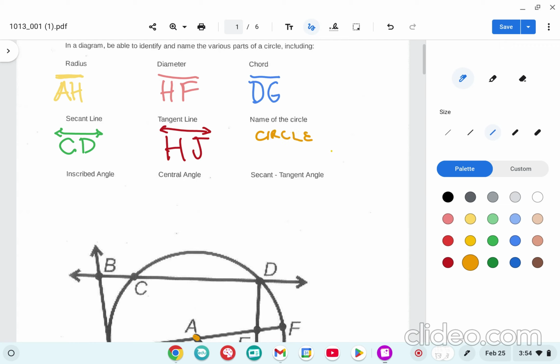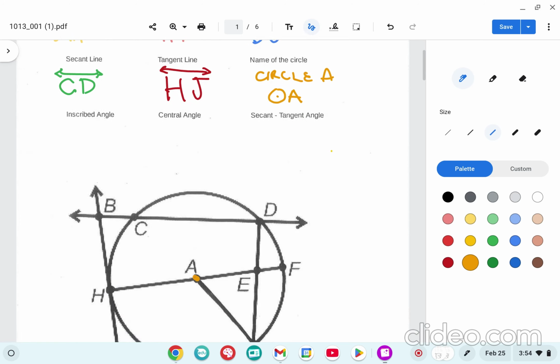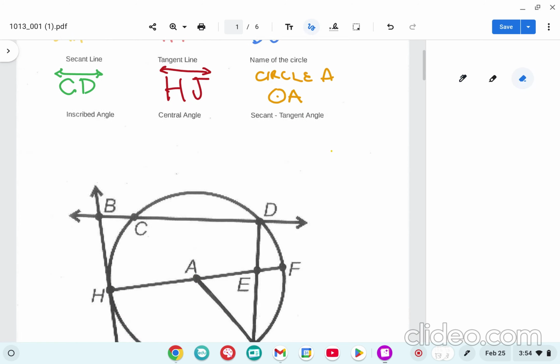We could write circle A, or the symbol version is circle A written that way. That's pretty much it. So you just need to know that to name a circle, you write the letter that is the center of that circle. All right, the next group is all angles.